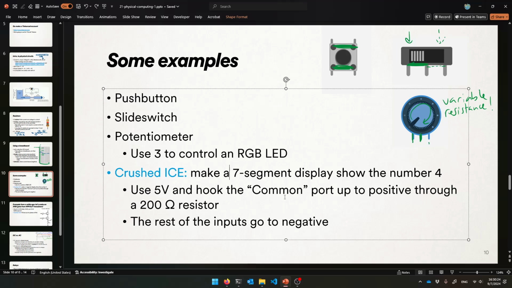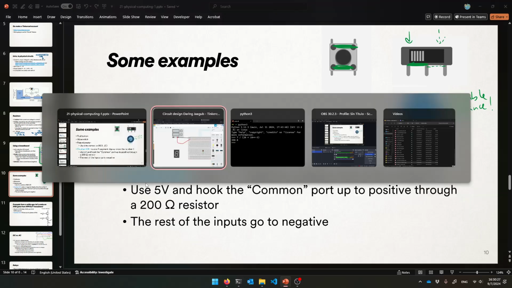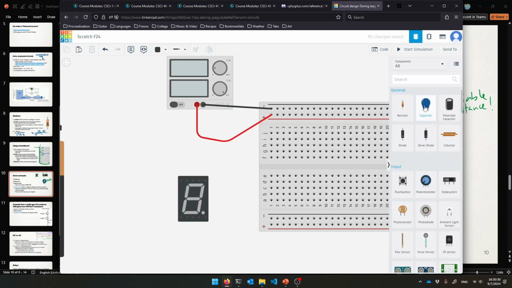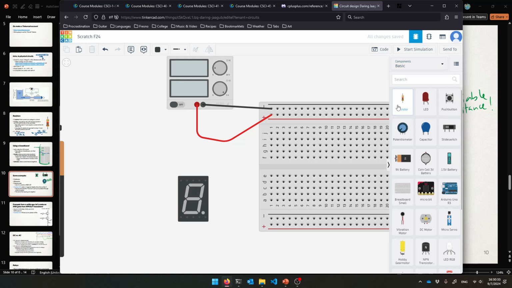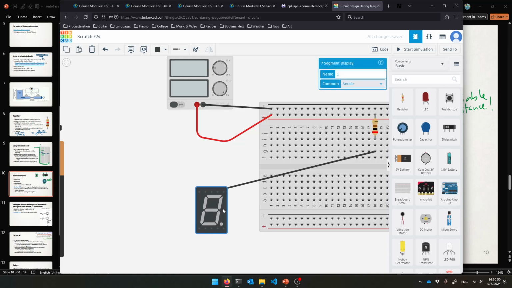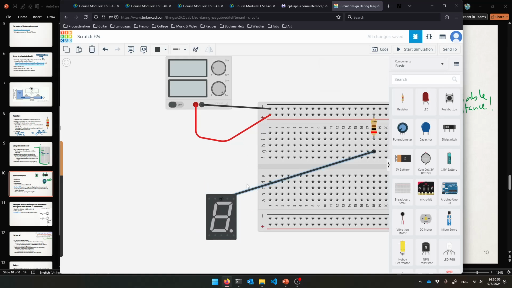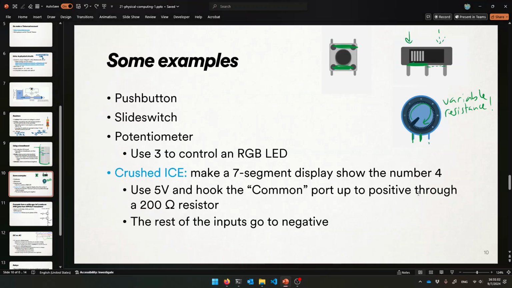So we got 5 volts coming in, and we need to hook it up to the common port, up to positive, through a 200 ohm resistor. So I will take positive through a 200 ohm resistor. This is apparently what it needs. Positive through a 200 ohm resistor, and feed that into the common port. Boop. So just like that. Something like that, and that's got to be red for positive. And then the rest are going to go to negative, like hook in negative to try them all out. Try them all out and see if you can get the number 4 displayed. Okay? Everybody else is going to negative. So give that a try.